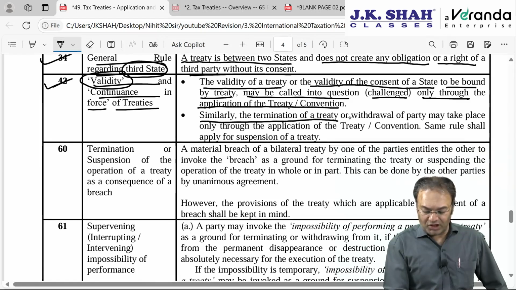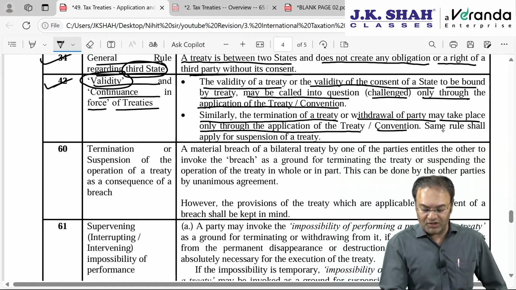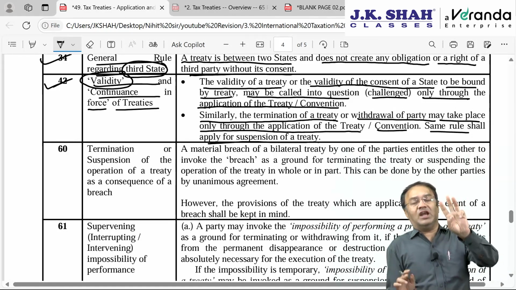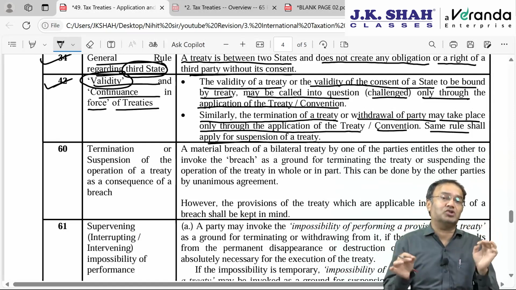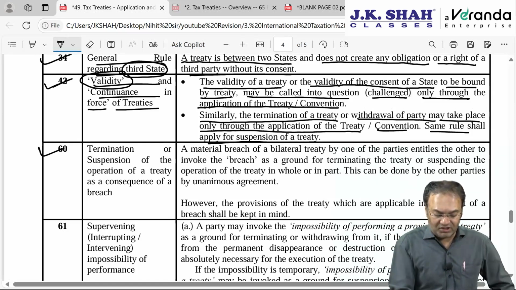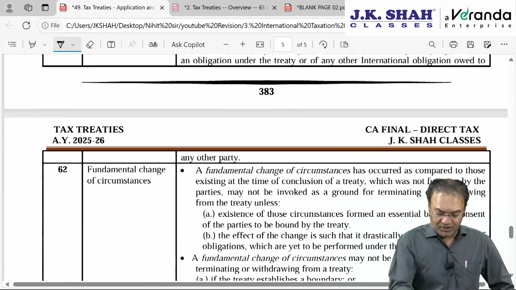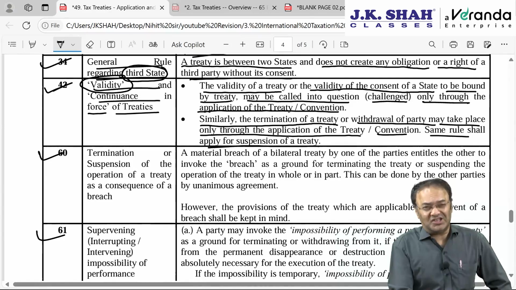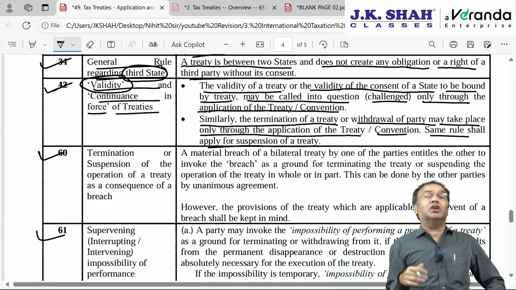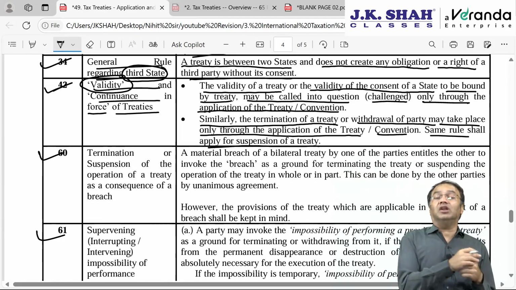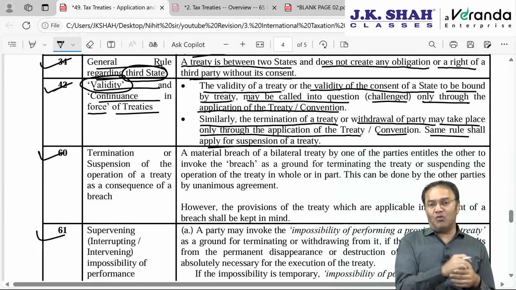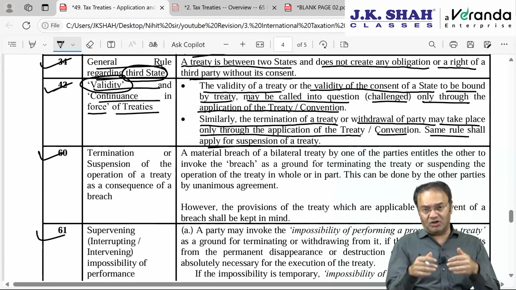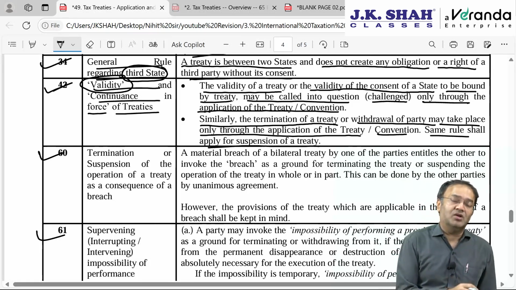Similarly, termination of a treaty or withdrawal of a party from the treaty may take place only through the application of the treaty or convention. The same rule shall apply for suspension of a treaty. Meaning thereby, suspension, withdrawal, cancellation of a treaty, everything will be as per the procedure given in the treaty. Articles 60, 61 and 62, all three go hand in hand. They all three talk about withdrawal from the treaty, how one party can terminate itself or terminate the treaty on its part, how it can be done.